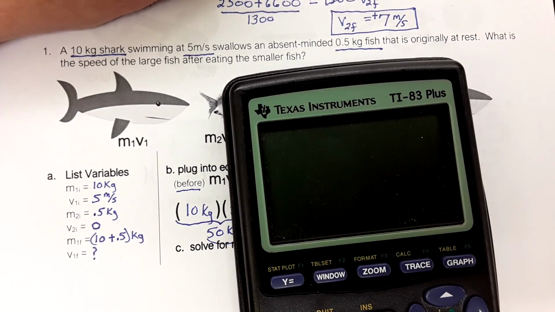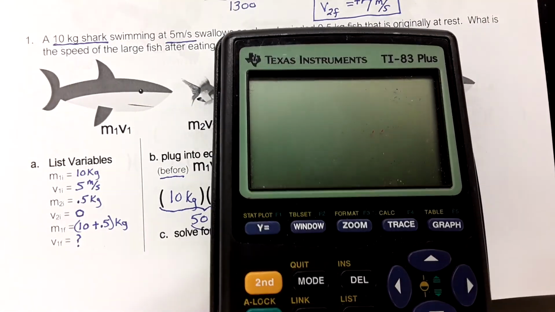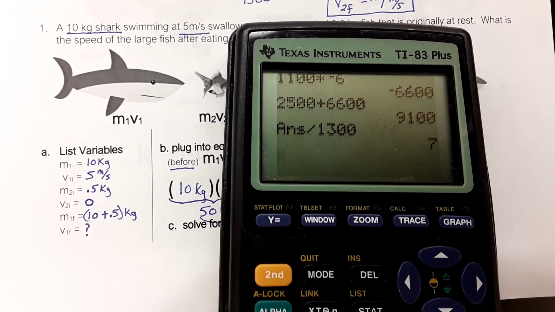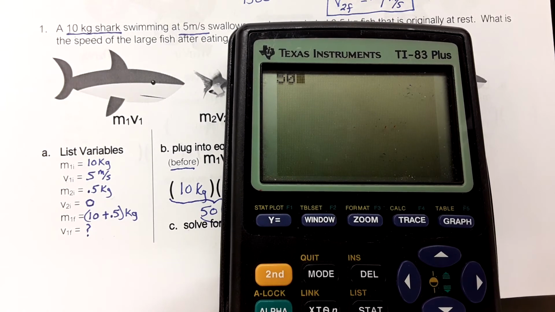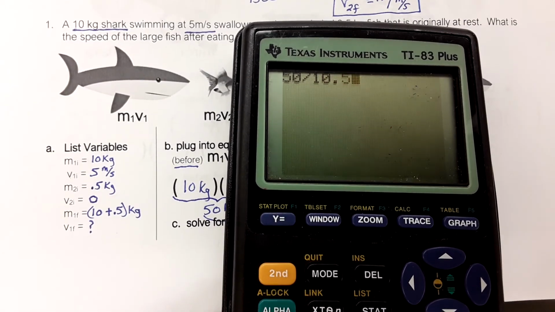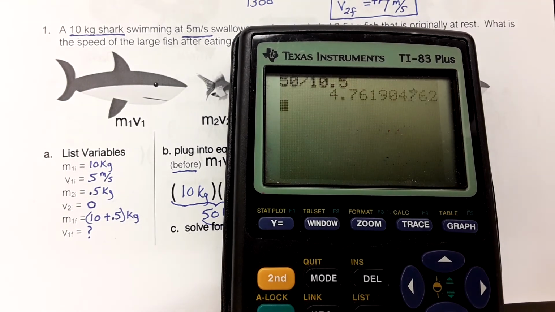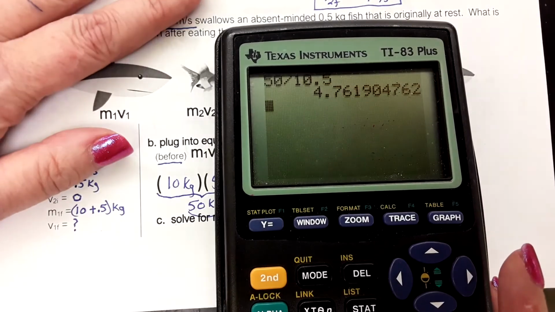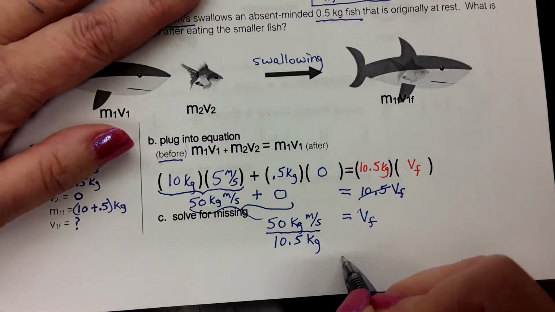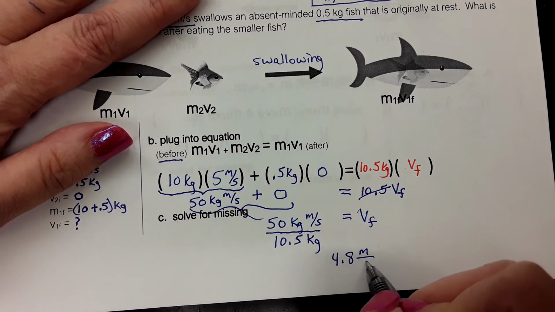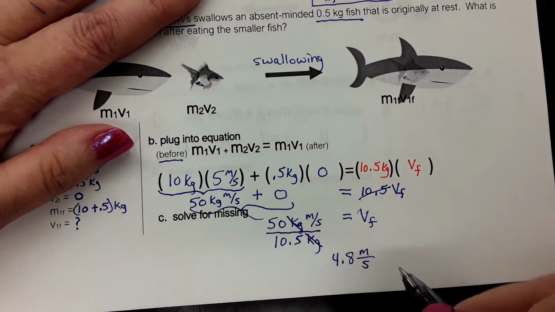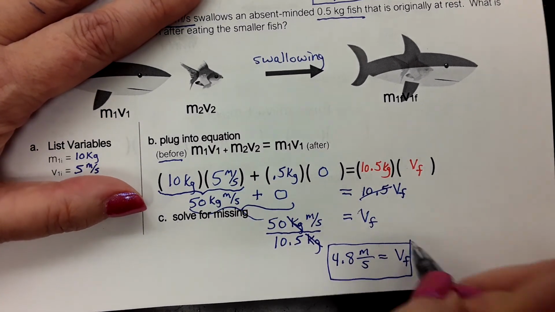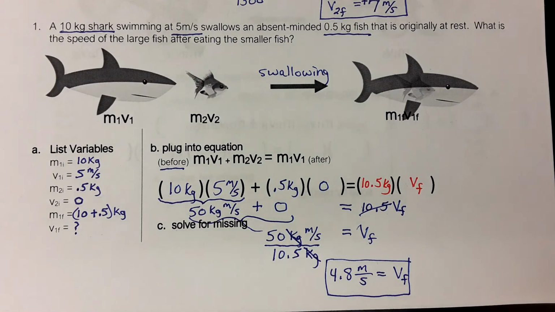So what we're going to do is take our calculator, and I'm going to stick in 50. Whoops, wait a minute, I think it turned off. There it goes. All right, 50 divided by 10.5, because the fish and the shark are together now. And we get 4.76, or if you want to round a little bit, 4.8. All right, 4.8 meters per second, because the kilograms are going to cancel here. That's going to be the final speed of the shark and little fish combination.